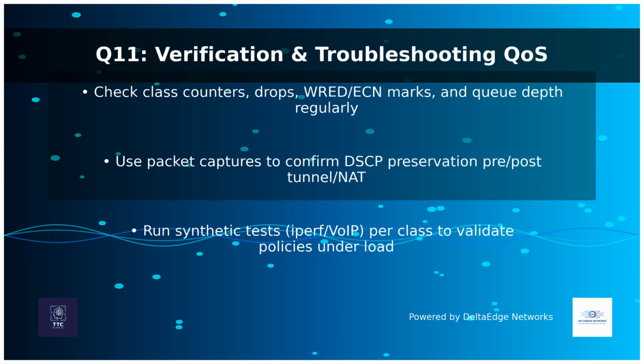Question 11. Verification and troubleshooting. In interviews, practical verification is often tested. You should be able to check class counters, drops, ECN marks, and queue depths. Packet captures help verify DSCP pre- and post-tunnel or NAT. And always run synthetic tests like iPerf or VoIP probes per class to validate your design.